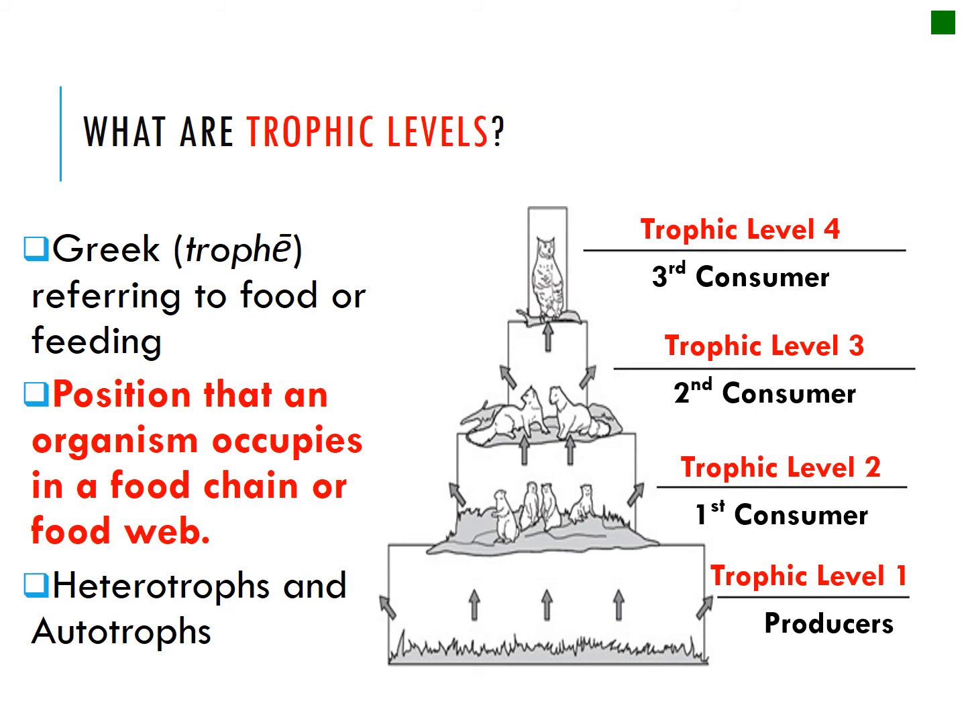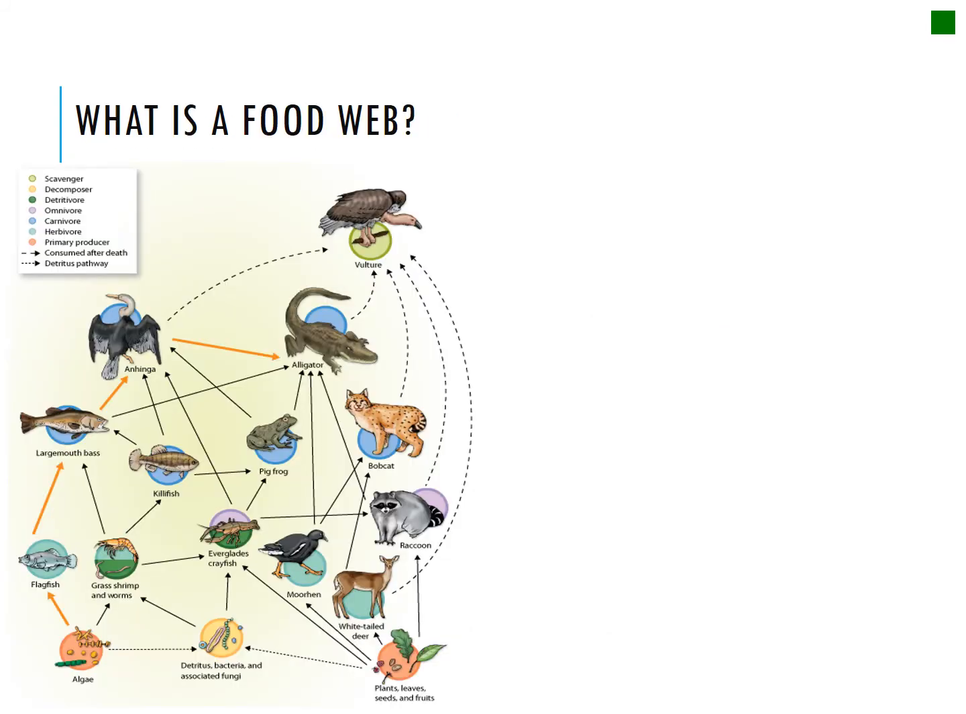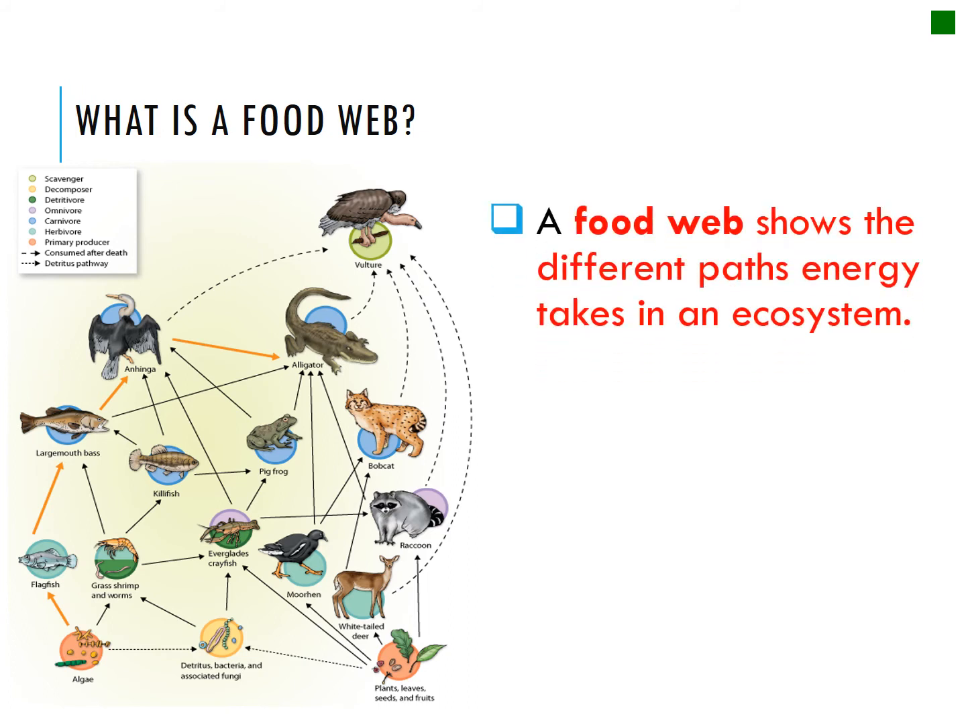So now let's talk about what the difference is between a food chain and a food web. What exactly is a food web? Well, as you can see by your picture, it's several different food chains put together. Food webs are the best way for us to see how organisms interact with each other in an ecosystem and the different paths energy can take. All of these different arrows you see are different food chains that we put together to create a food web.